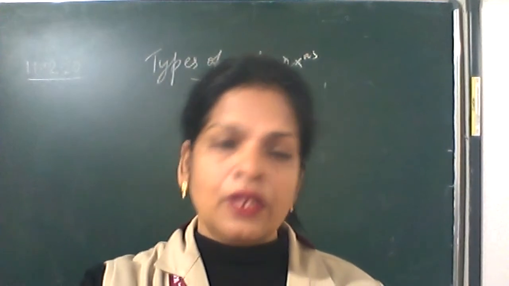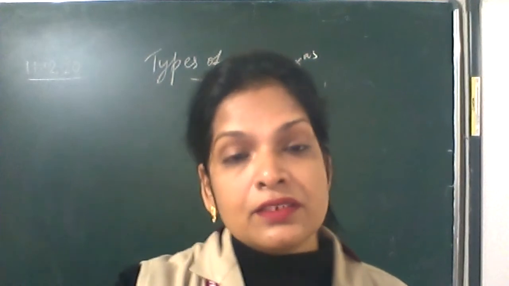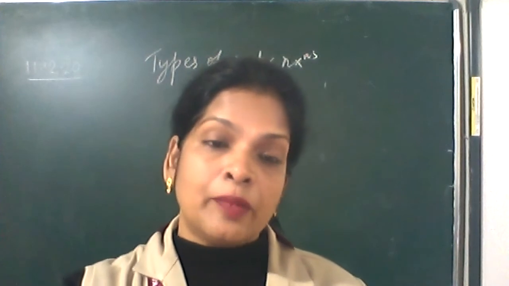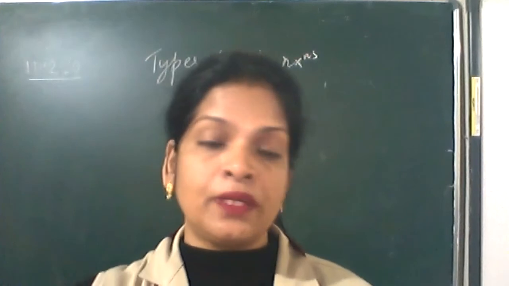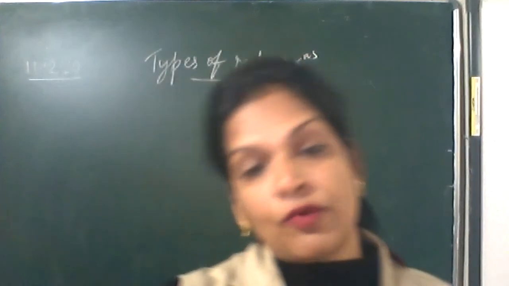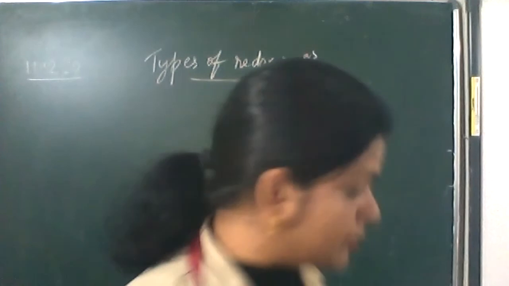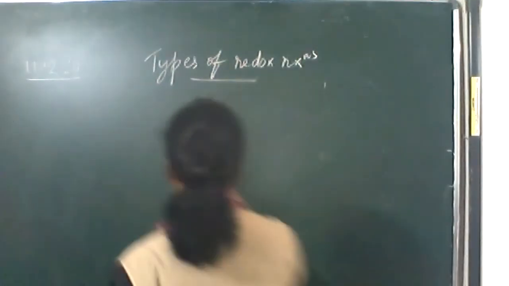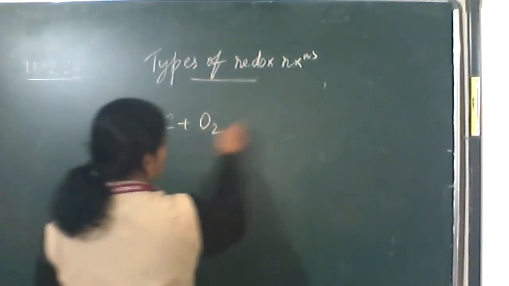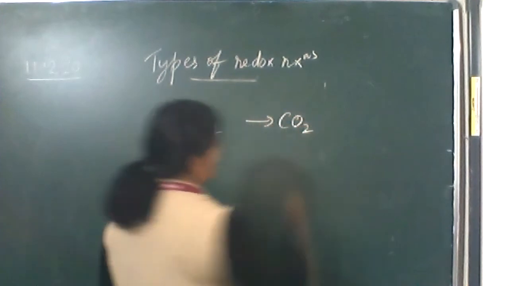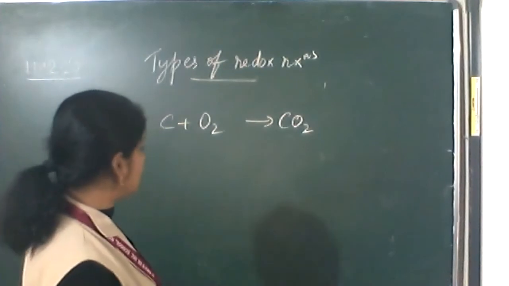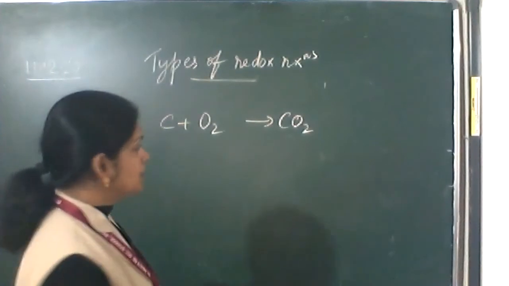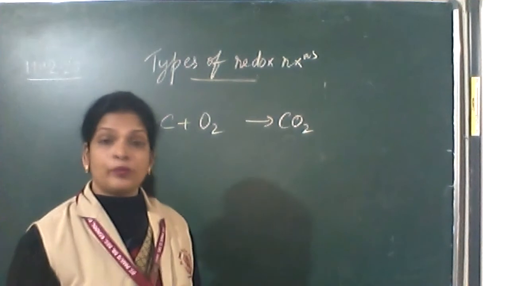So in a combination reaction, at least one of the reactants should be in the elemental form. For example, C plus O2 gives CO2. It is a combination reaction. Carbon and oxygen combine to form carbon dioxide.